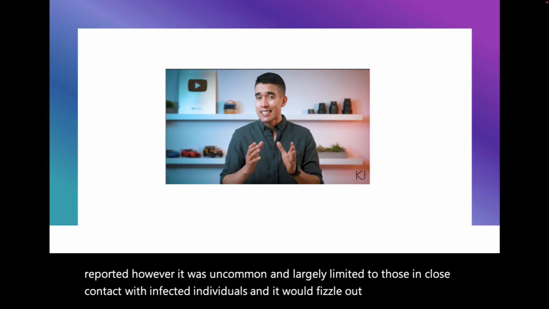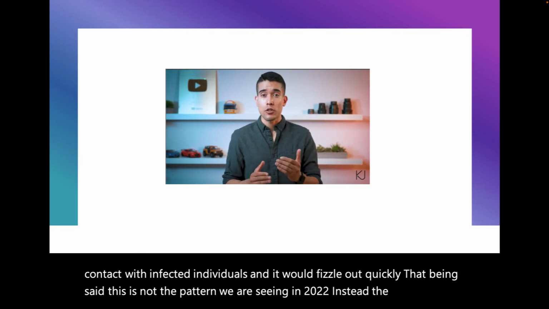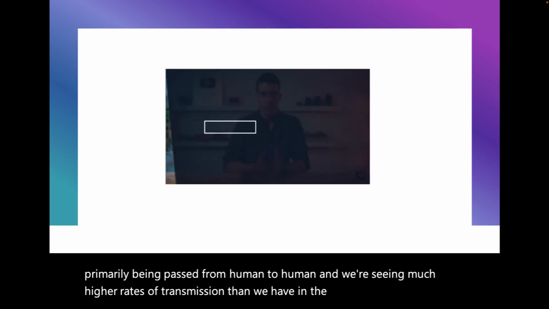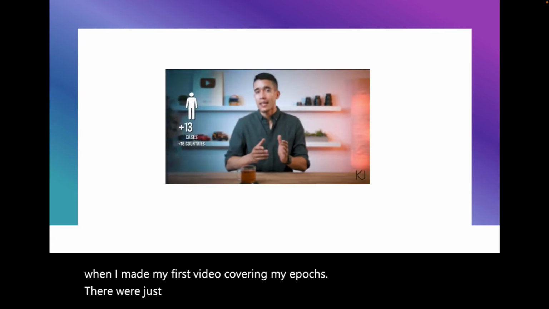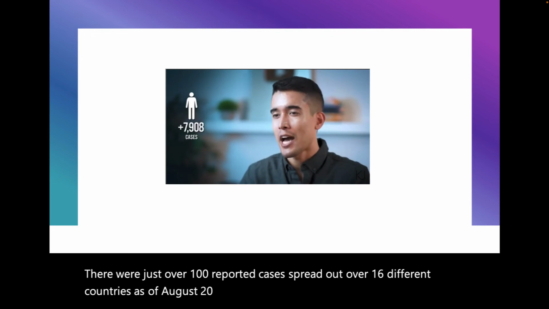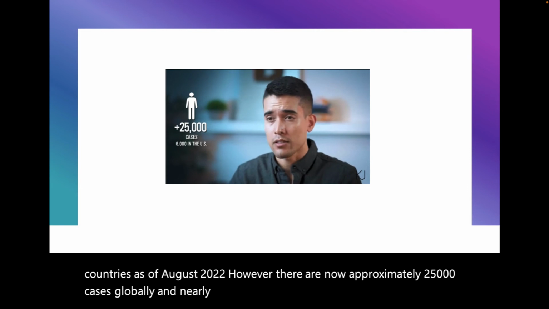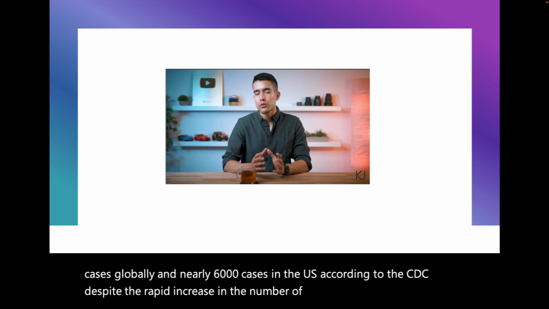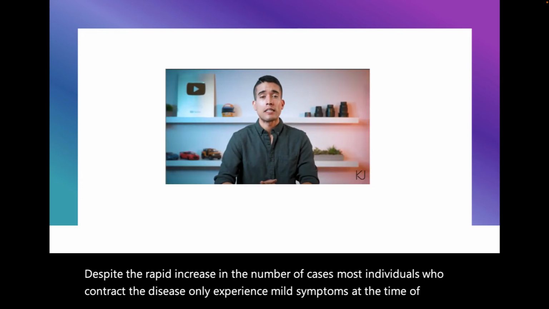That being said, this is not the pattern we are seeing in 2022. Instead, the virus is primarily being passed from human to human, and we're seeing much higher rates of transmission than we have in the past. Back in May of 2022, when I made my first video covering monkeypox, there were just over 100 reported cases spread out over 16 different countries. As of August 2022, however, there are now approximately 25,000 cases globally and nearly 6,000 cases in the US, according to the CDC. Despite the rapid increase in the number of cases, most individuals who contract the disease only experience mild symptoms. At the time of this recording, there have been only 10 deaths reported.